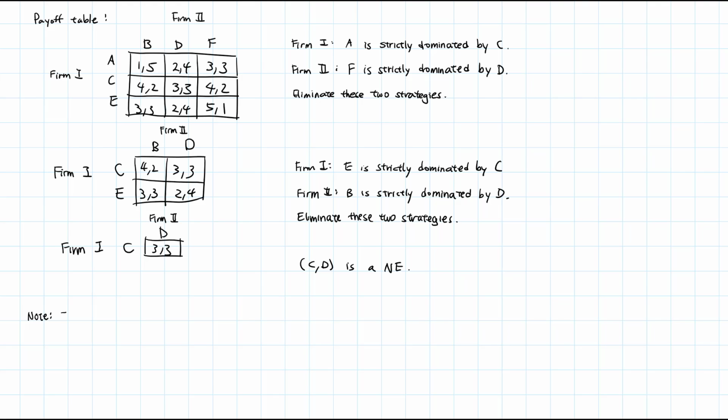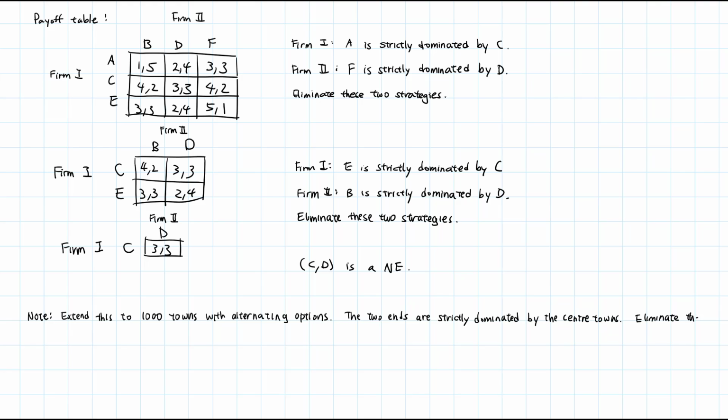Note that we can extend this to any arbitrary number of towns, say 1000 towns with alternating options. The 2 ends are strictly dominated by the center towns. We can eliminate them to get 998 towns. We can then repeat until we end with the 2 towns in the center as our Nash equilibrium.